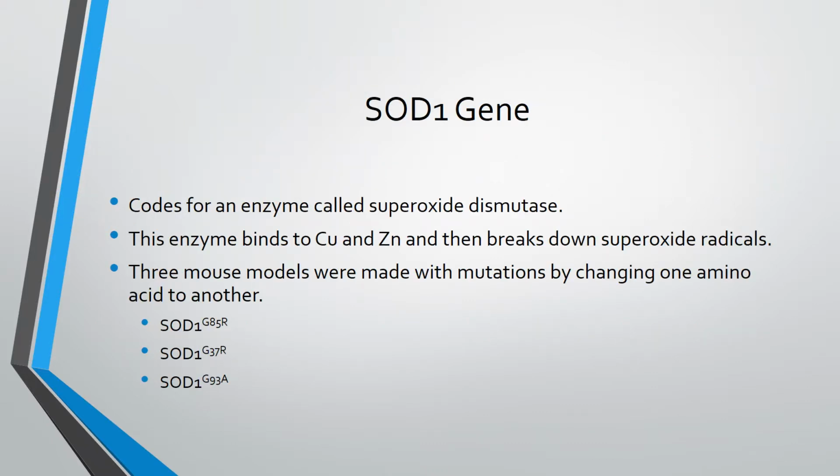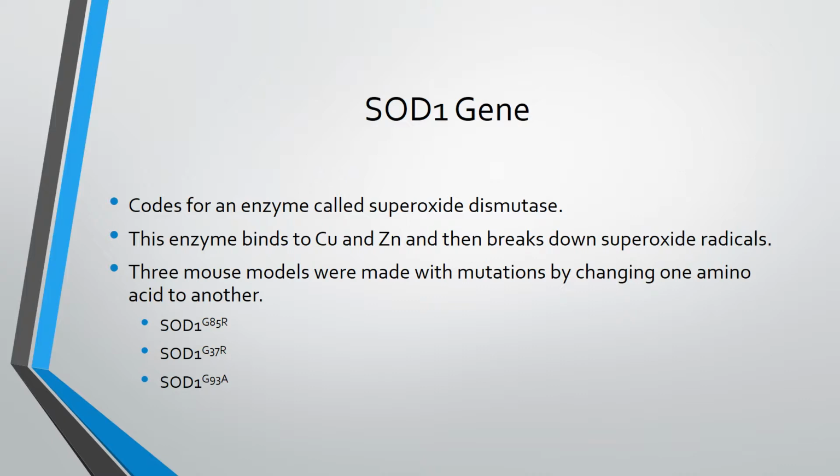The SOD1 gene is responsible for making an enzyme called superoxide dismutase. This enzyme binds to copper and zinc and breaks down superoxide radicals, which are charged oxygen molecules. These toxic molecules are byproducts from normal cell function that, without being removed, will cause cell damage. Geneticists have found a mutation in the SOD1 gene that could be responsible for cell degeneration.